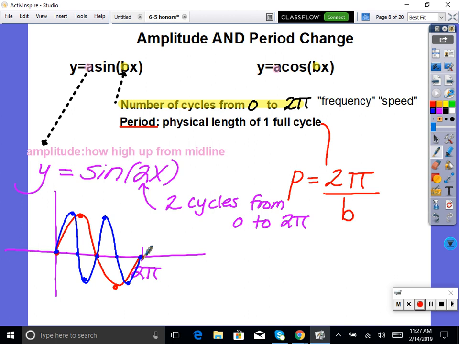Well then if that's true, what would the period be? Period means length of just one cycle. Pi, does everybody see? That would make sense, because look, here's the formula, 2 pi divided by b. 2 pi divided by 2 is pi. So if you think about it, we took our x-axis, and now the length of one cycle was cut in half. Does everybody have this written down, or do you need more time?